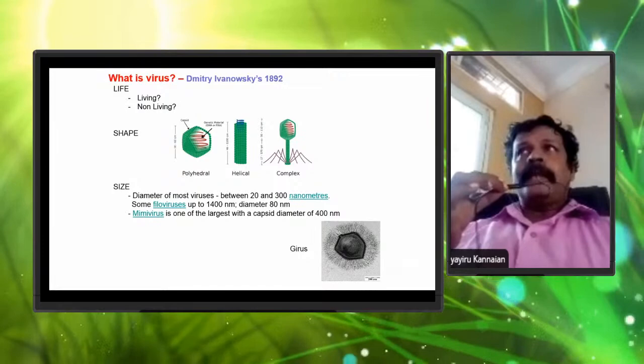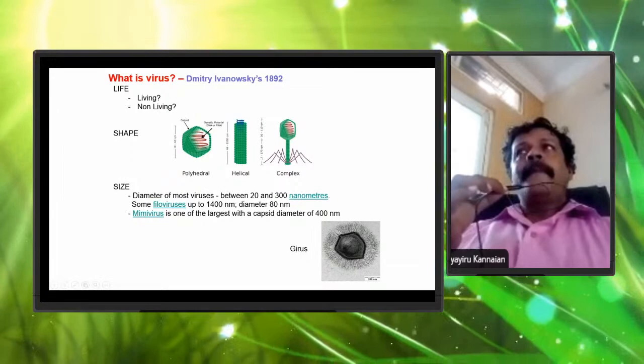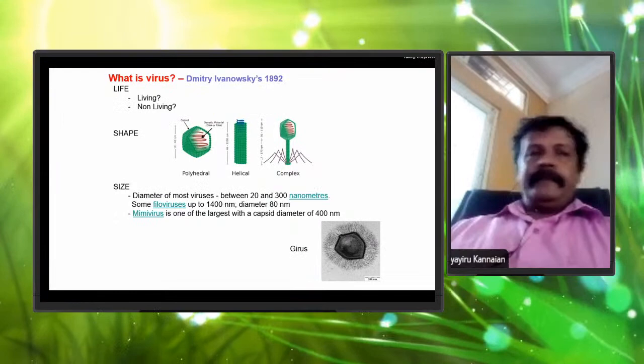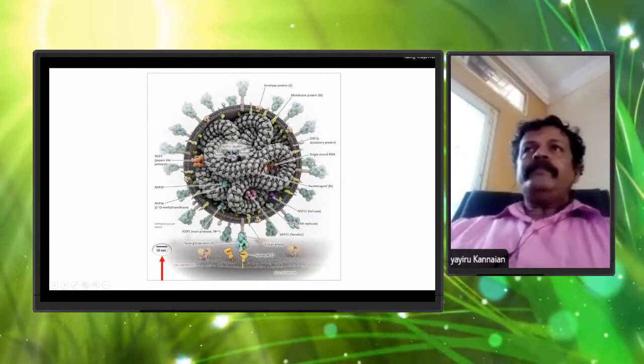Millimeter size viruses and gigaviruses are also there, even when they are calculating the size that is exceeding around 400 nanometers. That is also called a giant virus. Next slide, please. In the next slide, you're going to see the morphological features of this particular virus.